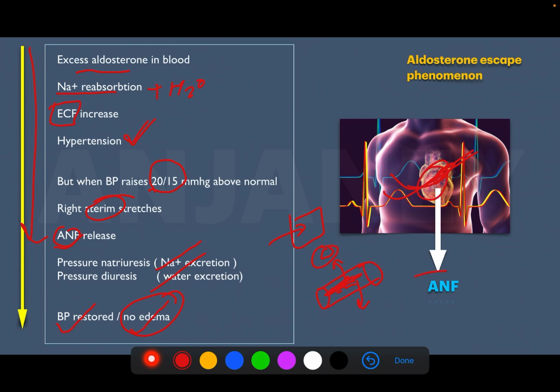The heart was releasing what? ANF. This is the aldosterone escape phenomenon. The body is escaping from the effect of aldosterone. Aldosterone wants the body to suffer, but the body doesn't want to suffer. It gets ANF. So this was for today.